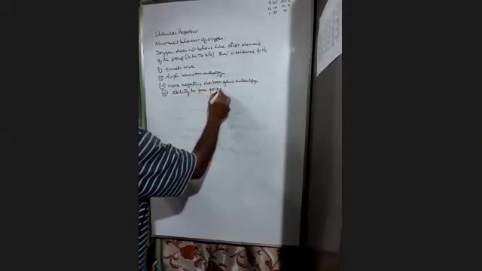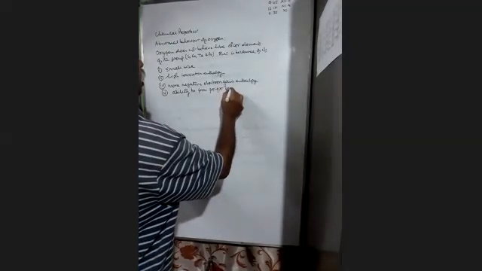Four, ability to form p pi p pi bond. When I say p pi p pi, don't get scared. It is a pi bond. But why do you call it p pi p pi? Because the p orbital of oxygen combines with p orbitals of another element. Because of that, it is called p pi p pi. Ability to form p pi bond.